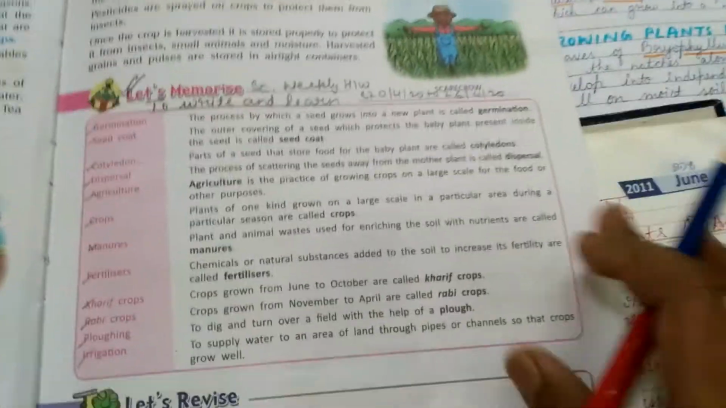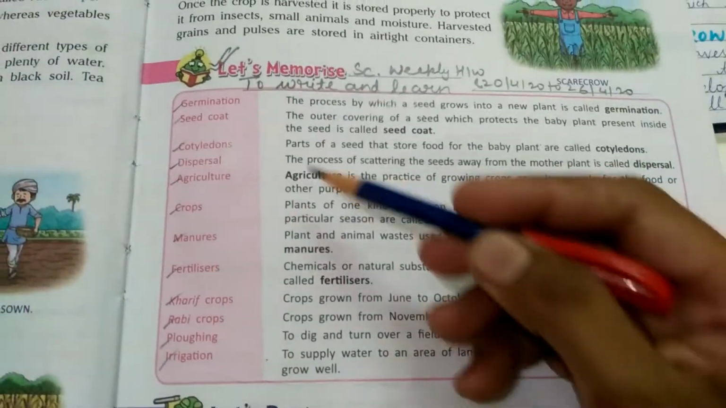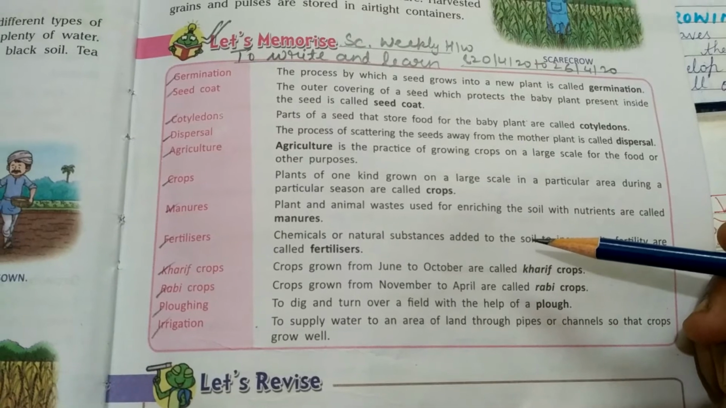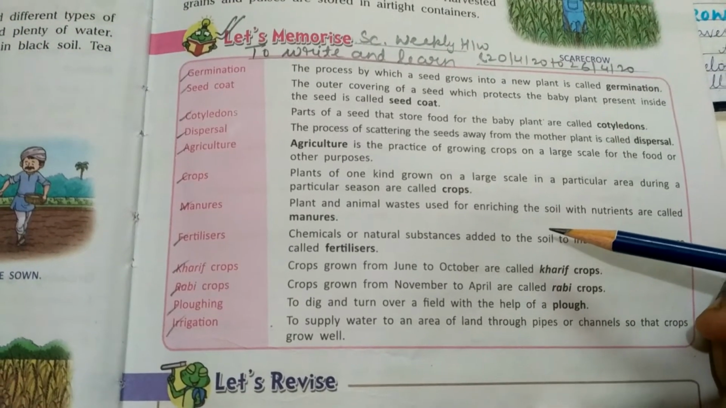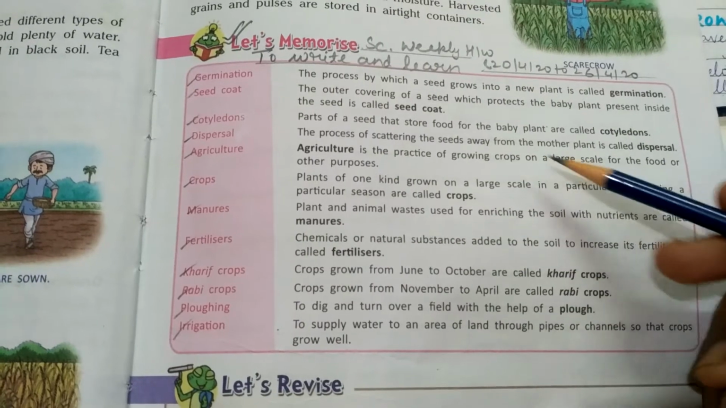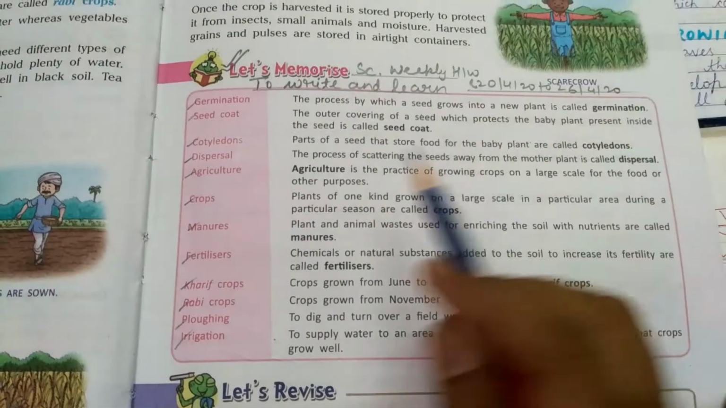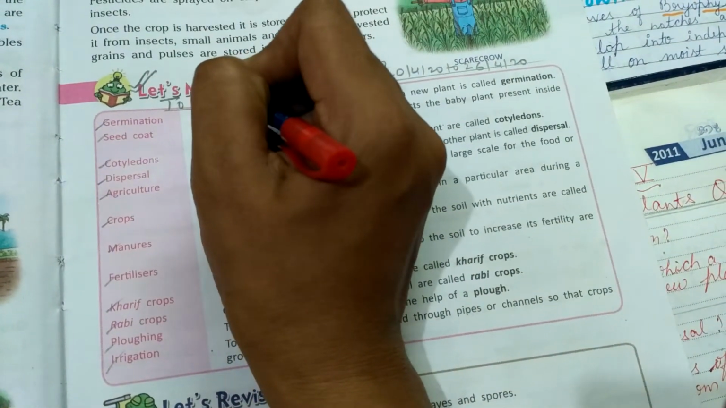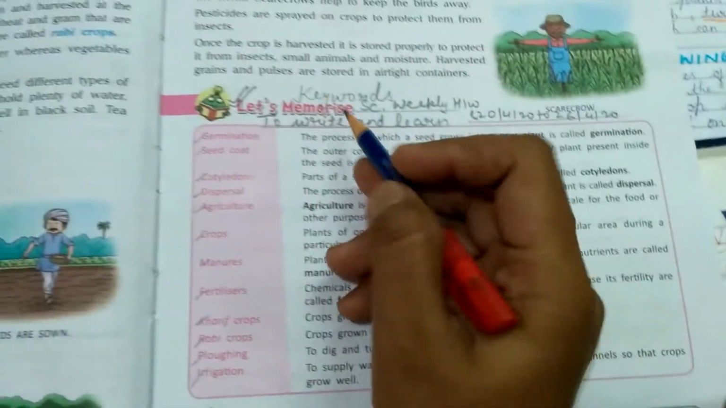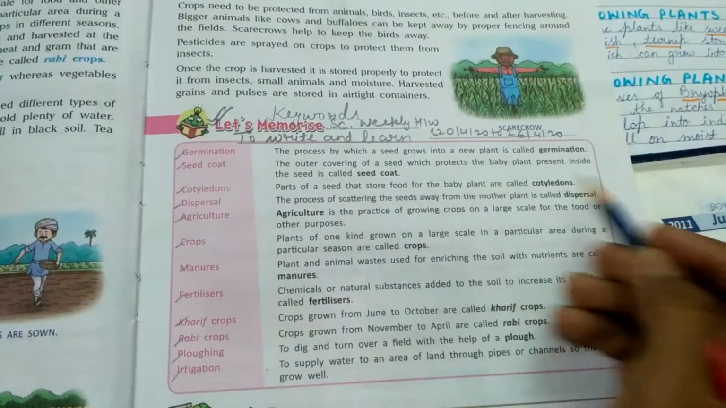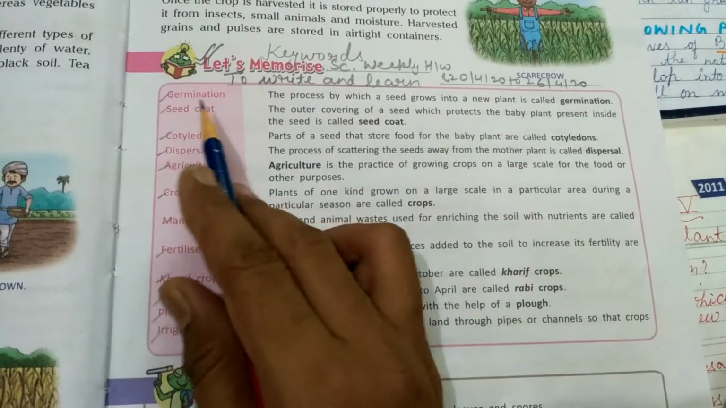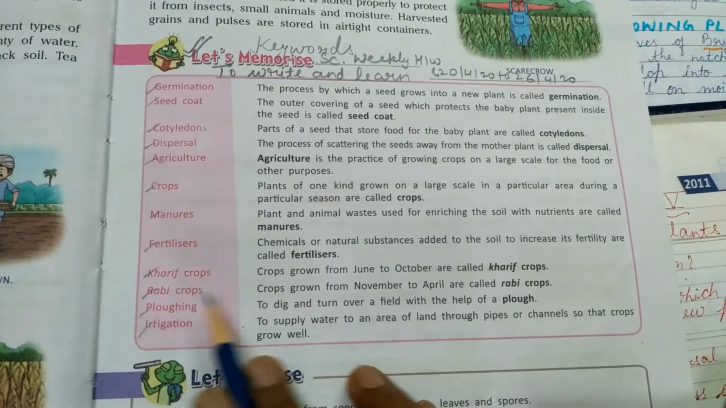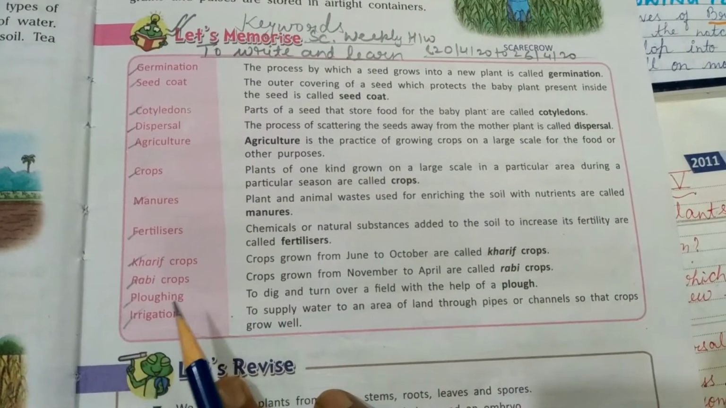So this is your keyword section. As you can see, lots of keywords are there in your chapter 1, and that is what you have to start your classwork notebook with. In your science notebook, first you will write the date, chapter 1, name of the chapter, growing plants, and then you will give the heading keywords. Let's Memorize section is only your keywords. You will write all these keywords and whatever explanation is given: germination, seed coat, cotyledons, dispersal, agriculture, crops, manures, fertilizers, kharif crops, rabi crops, plowing, irrigation.